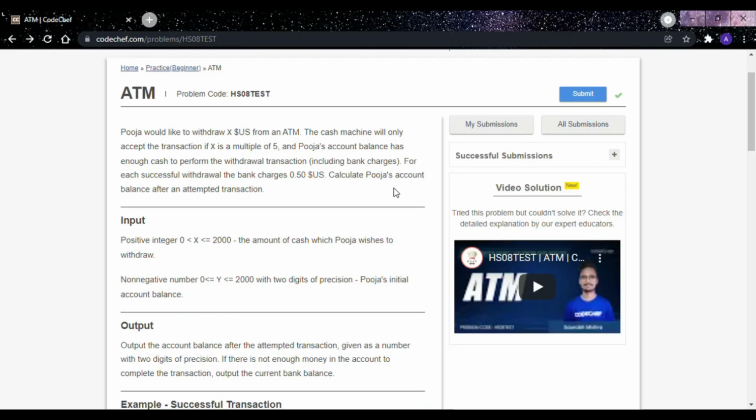Welcome to Coding. So today the problem we'll be looking at is ATM, having the following problem code. So let's read the problem statement first. The statement says that Pooja would like to withdraw X US dollars from an ATM.